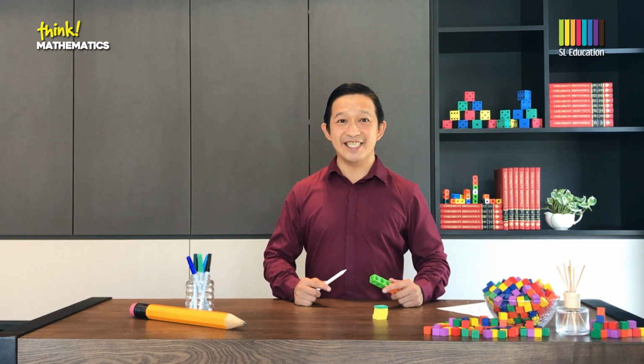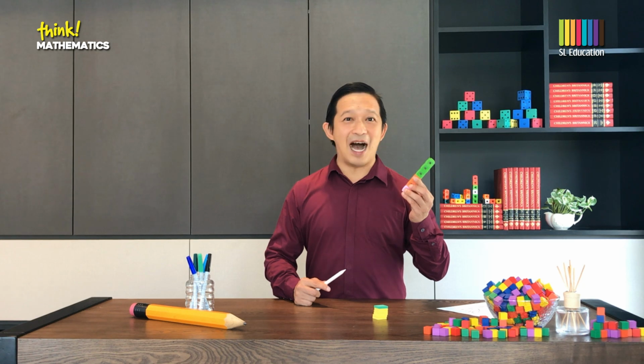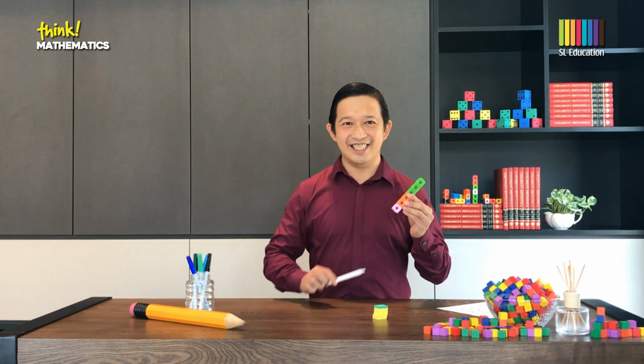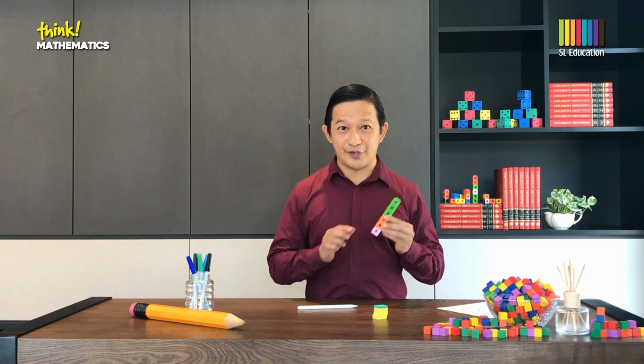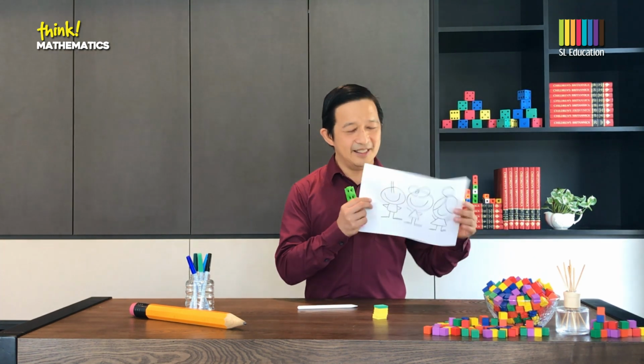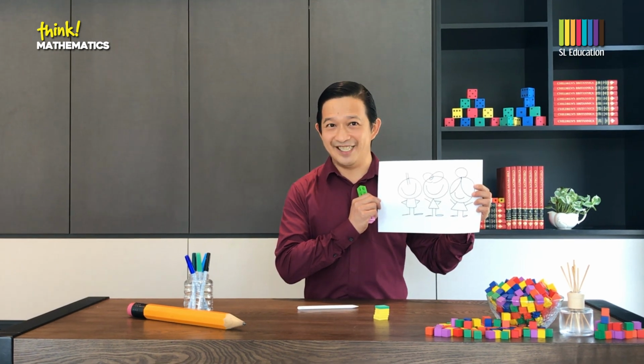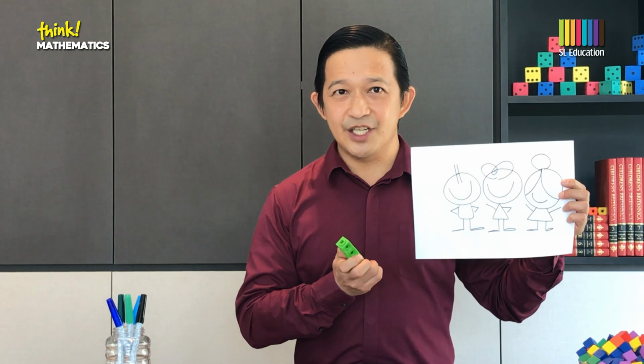The problem is there is a bar of chocolate cut into 6 equal pieces, and there are 3 friends: Spiky, Curly, and Bunny. Bunny takes 1 piece. The problem is, how can Spiky and Curly share the rest of the chocolate bar? Talk to your friends about that.